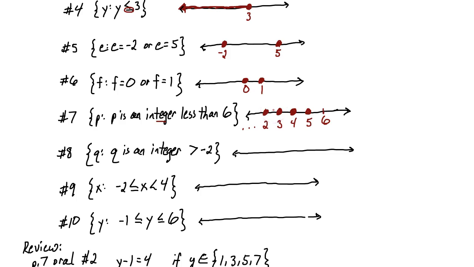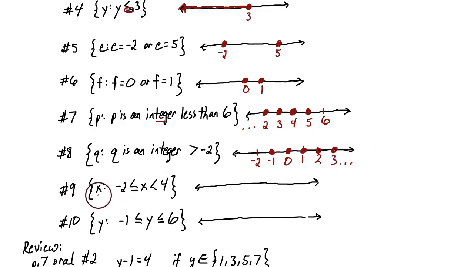Number 8, let's graph set q such that q is an integer that's greater than -2. Well, let's say that that's -2. Then going to the right, the increasing integers are -1, 0, 1, 2, 3, and so on. We don't want to mark -2. The first integer greater than -2 is -1, and then continue to the right. Dot, dot, dot as it continues forever.